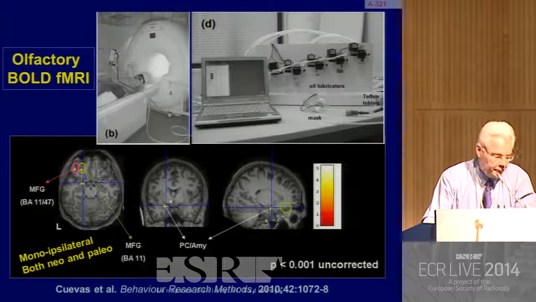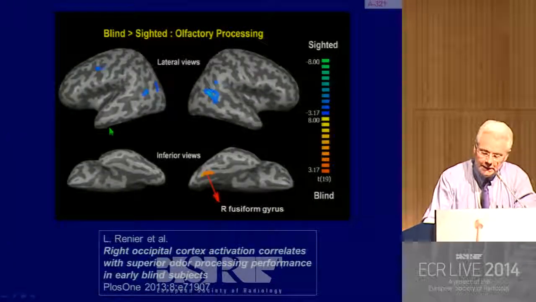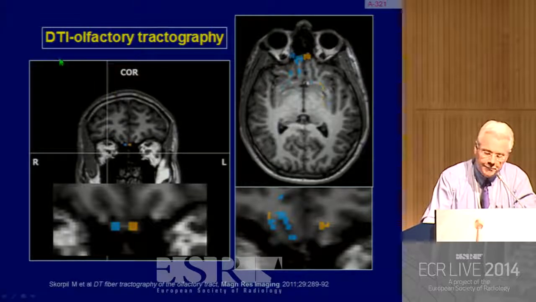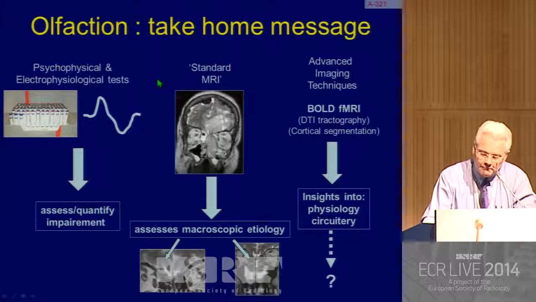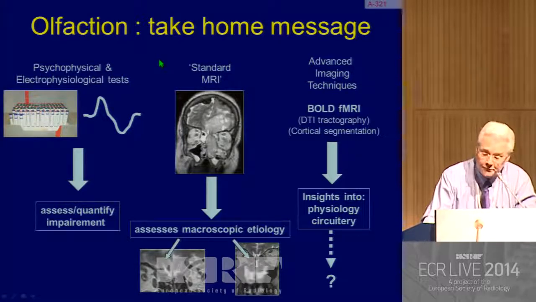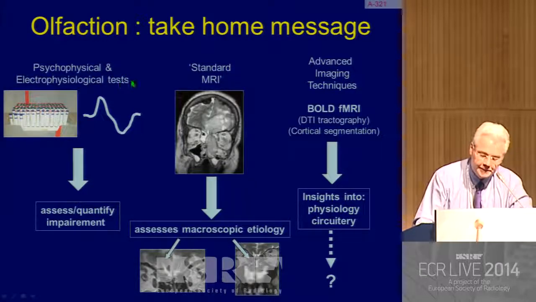We can perform BOLD fMRI. You see here, it needs expensive material, but it works. You see it here. We can perform DTI tractography. It doesn't work very well. And that's my conclusion. Sorry for the little delay.